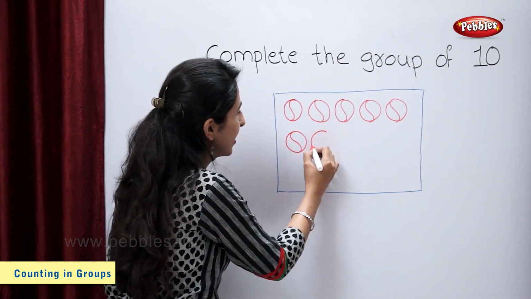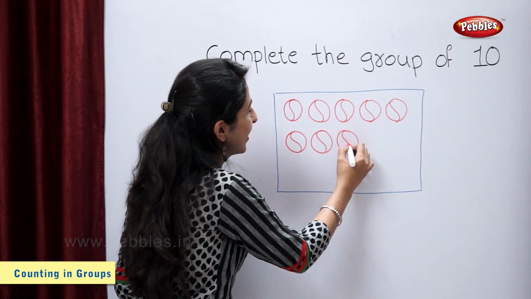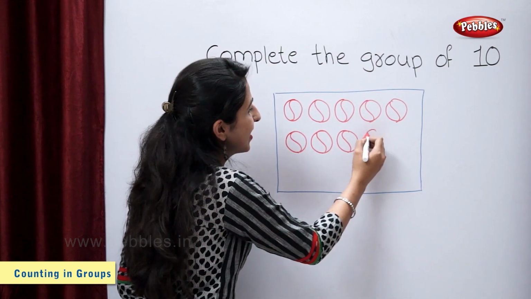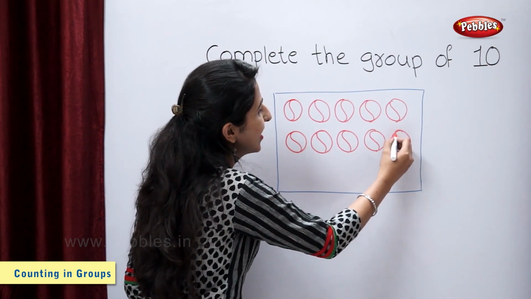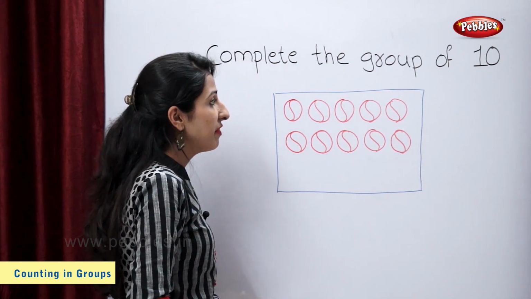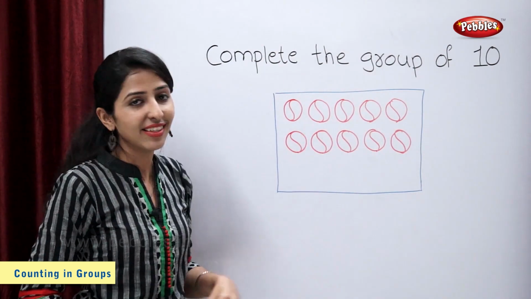1, 2, 3, 4 and 5. So, the group of 10 is complete.